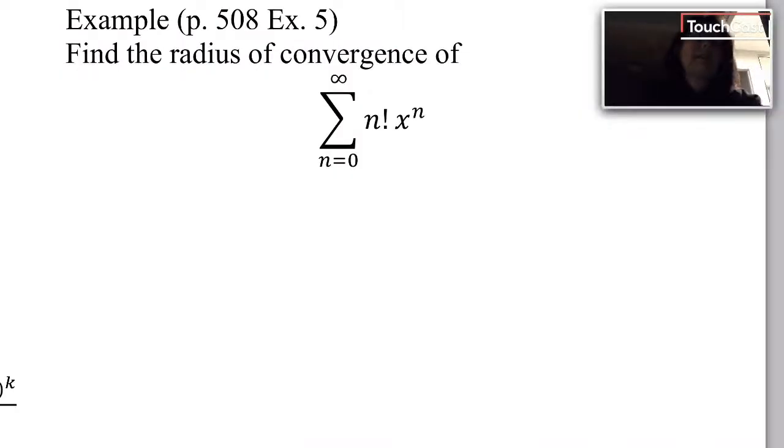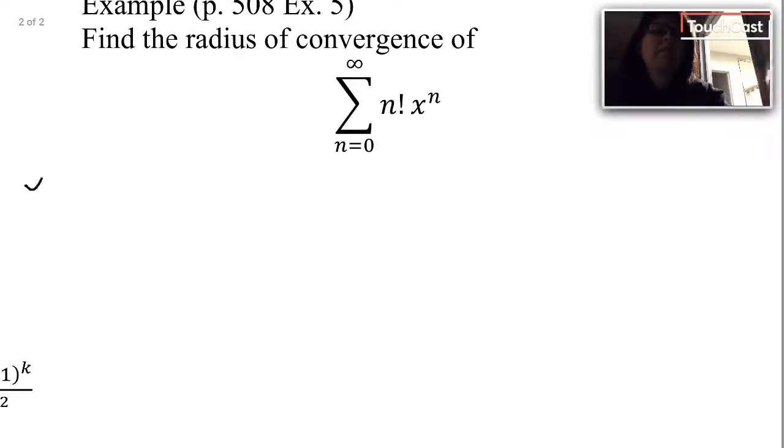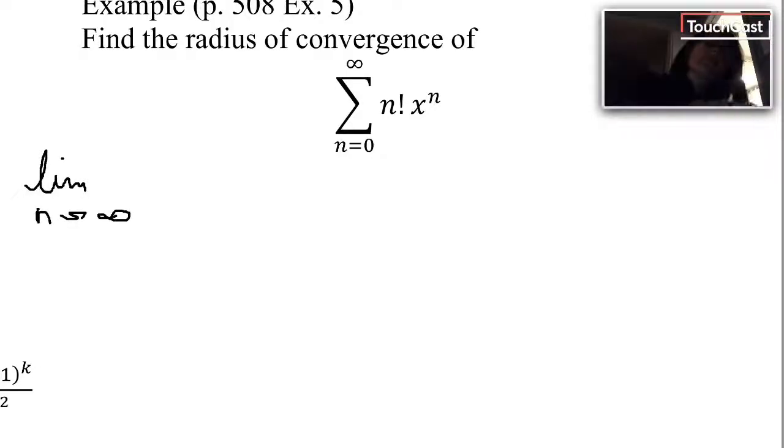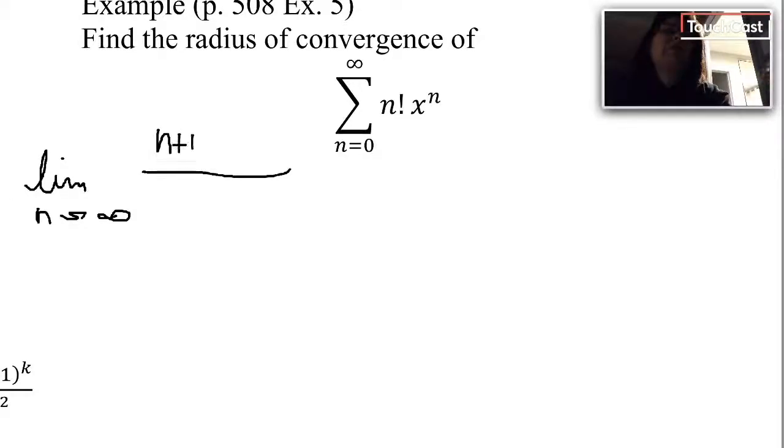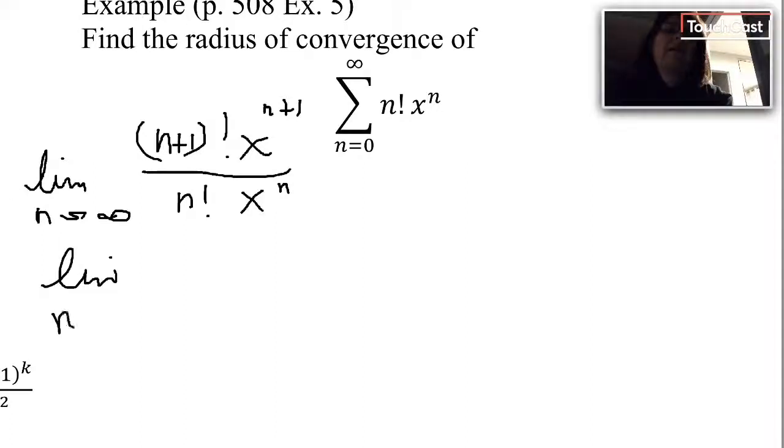All right, I'm going to find the radius of convergence again. I have a new series, so I'm going to take the limit as n goes to infinity of the n plus 1th term divided by the nth term. Here I don't have a ratio, so I'm in my original series, so this is probably going to be easier to write. It's going to be n plus 1 factorial x to the n plus 1 divided by n factorial x to the nth.